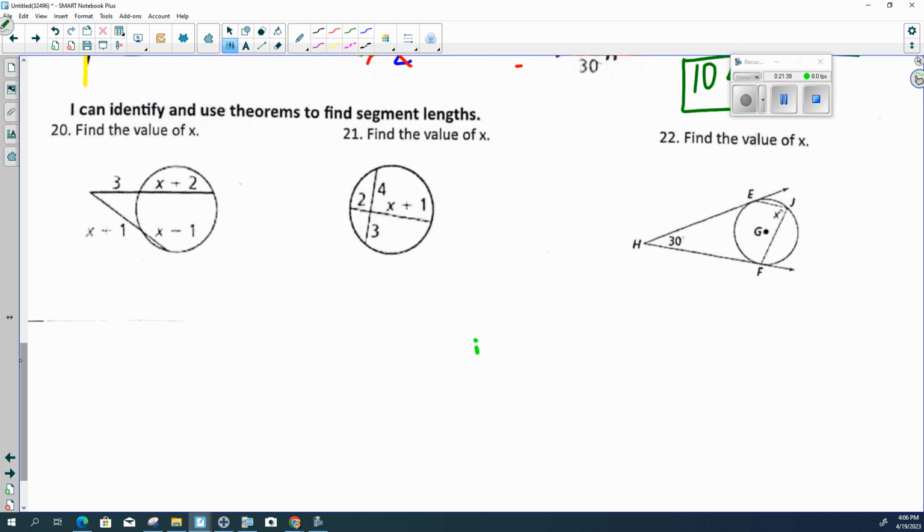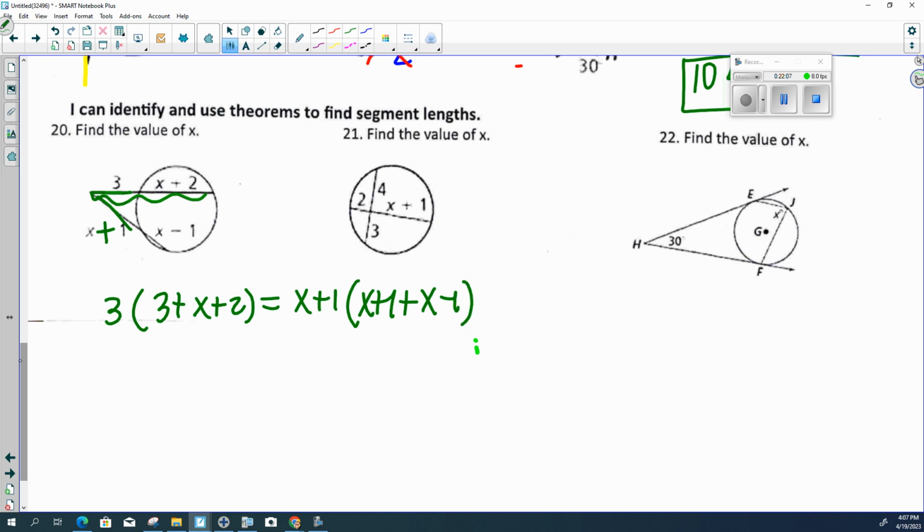Okay, this is a long review. Find the value of x. So this is the stuff we did on Thursday, Friday, Tuesday. Like we've been working on this recently. Hope these are fresh. So exterior piece times the whole piece will equal this exterior piece. I think that's a plus. Times the whole piece, x plus 1 plus x minus 1.